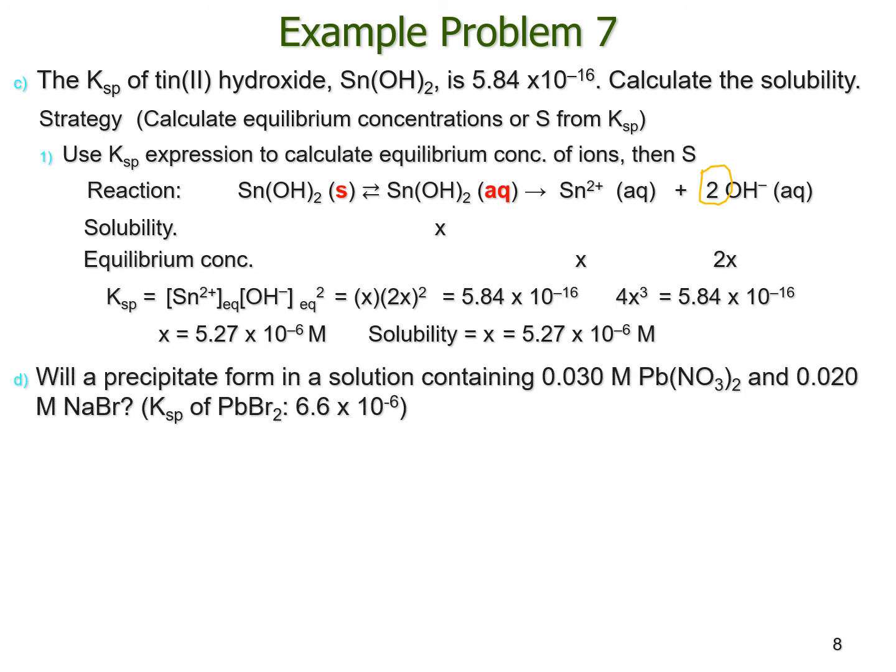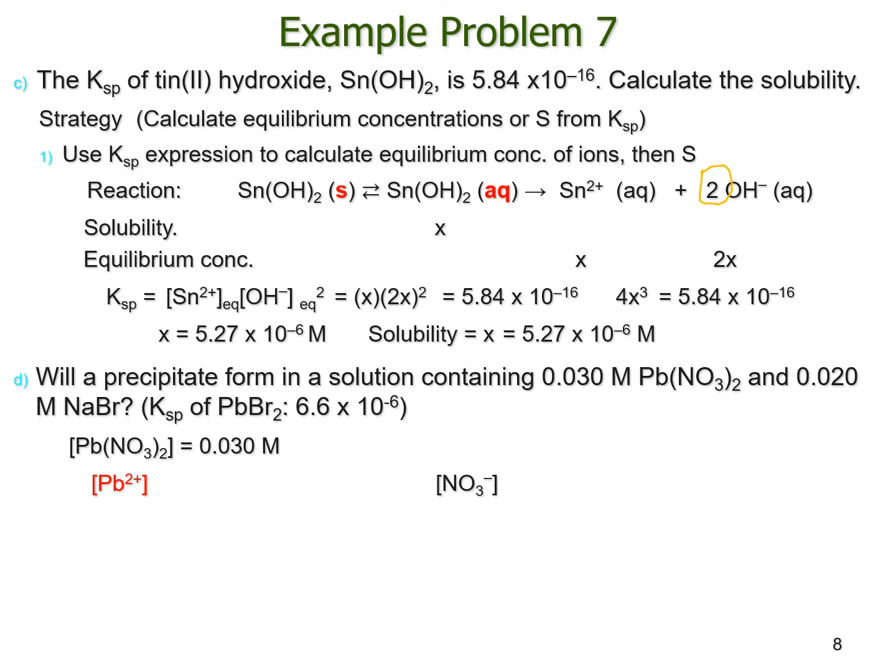All right. As the fourth question that we picked in this example problem, the question wants us to know whether precipitation will take place if we mix 2 solutions. One solution contains 0.03 molar lead nitrate, and the other contains 0.020 molar sodium bromide. We're given the KSP for lead-2 bromide. So we have 2 salts. First is the lead nitrate, or lead-2 nitrate, if you want to say it correctly.